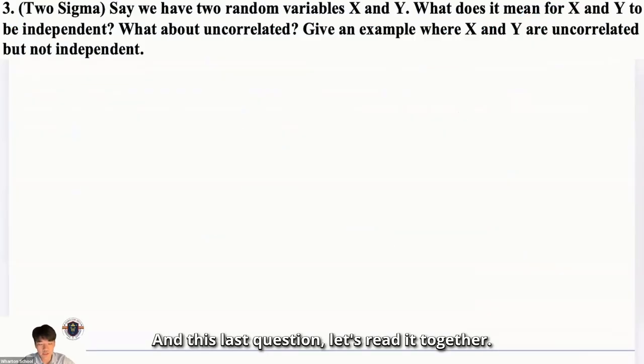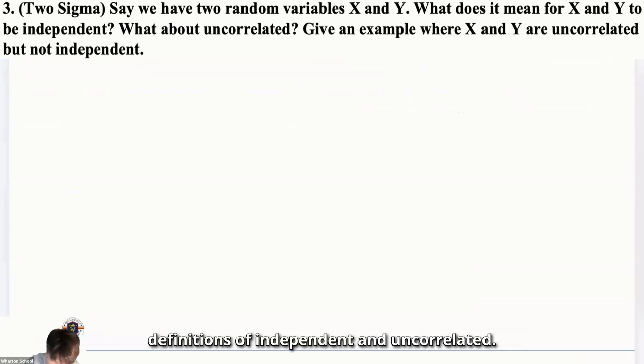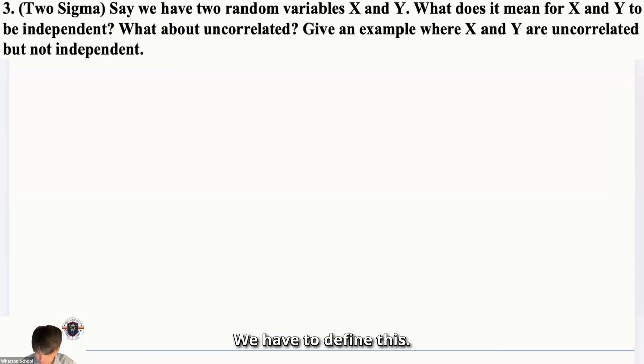And this last question, let's read it together. Say we have two random variables, x and y. What does it mean for x and y to be independent? What about uncorrelated? So we have to know the definitions of independent and uncorrelated. We have to define this. What is the condition for independence?